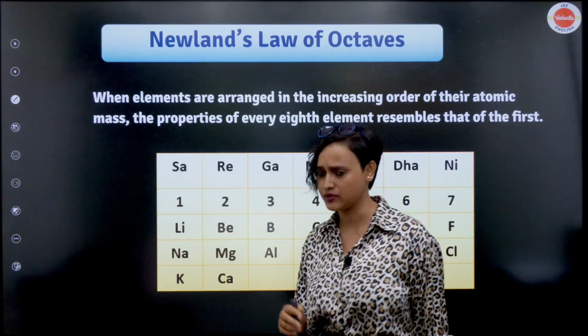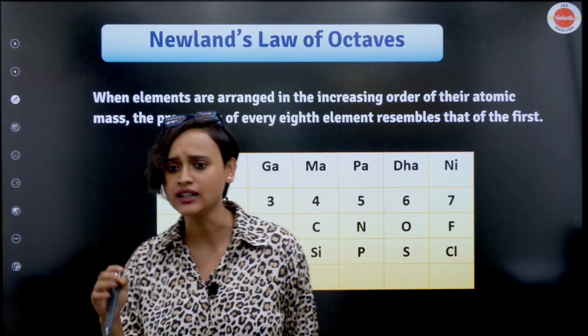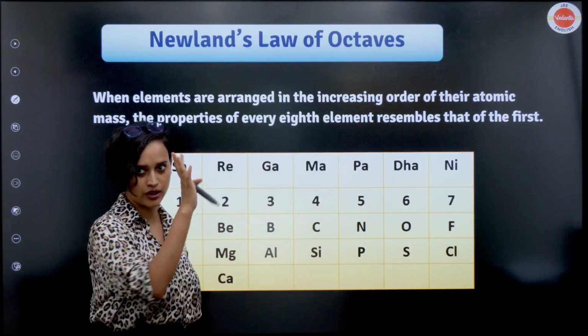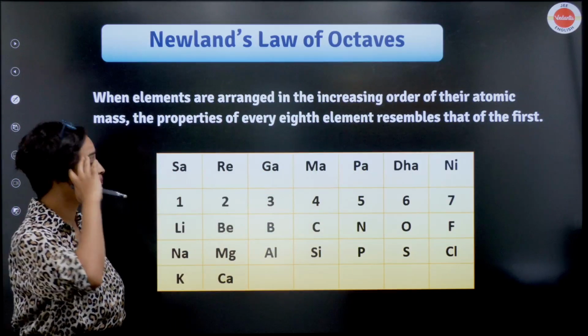In Latin it was do, re, mi, fa, sol, la, ti. Obviously, Newlands did not know about sa, re, ga, ma, pa, dha, ni, sa. Newlands definitely knew about the Latin one. I do not know about it.